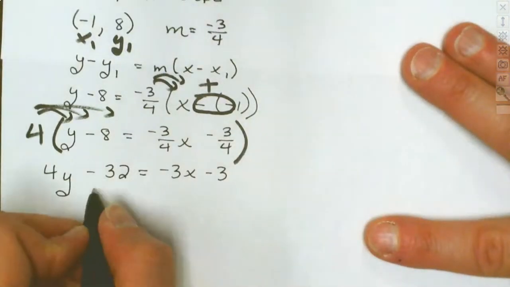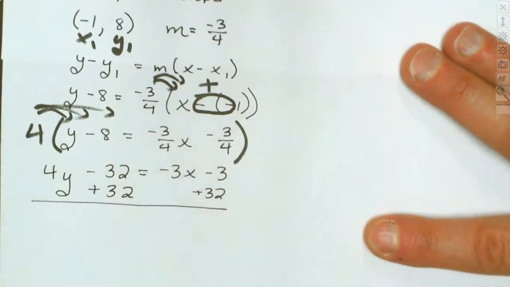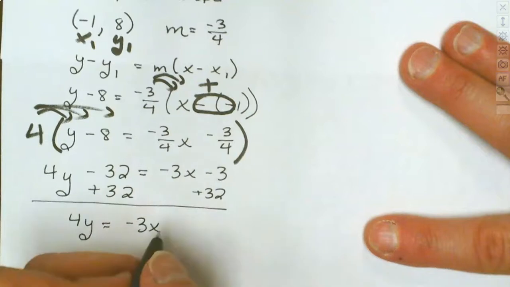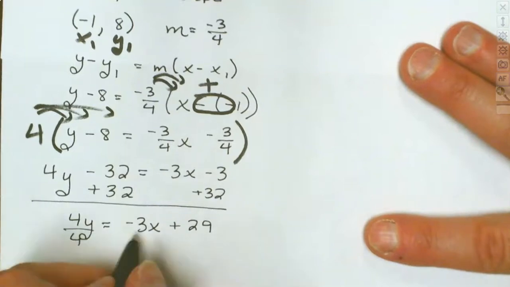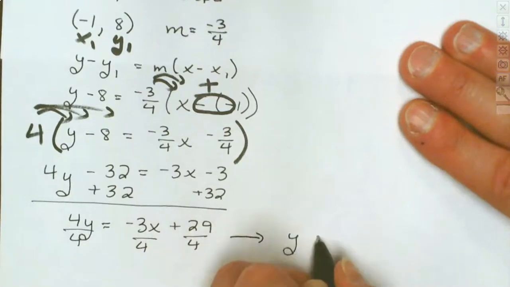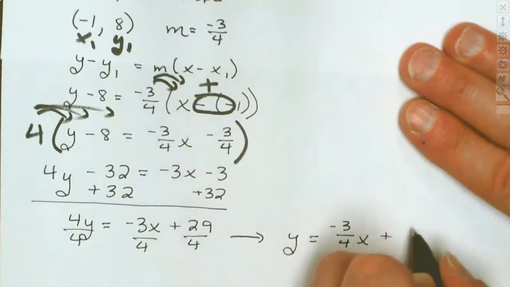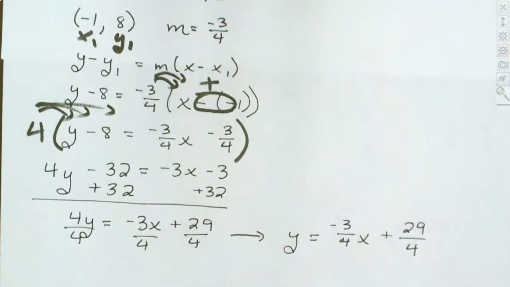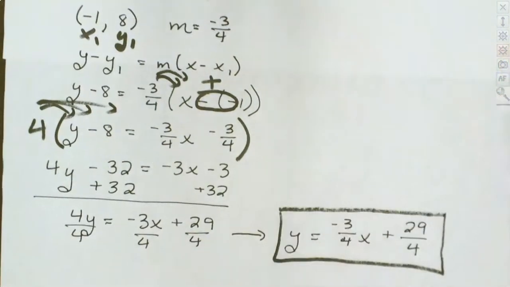We want it in slope-intercept, so we're just going to move that 32 over with addition. And now we've got 4y equals a minus 3x plus 29. We'll divide this by 4. And now we've got y equals minus 3/4 x plus 29 over 4. And that is your answer in slope-intercept form.